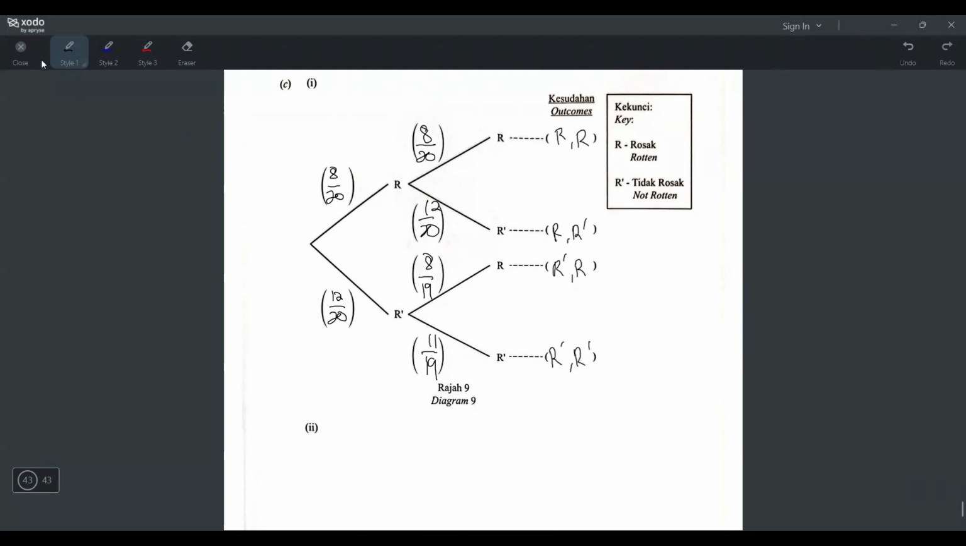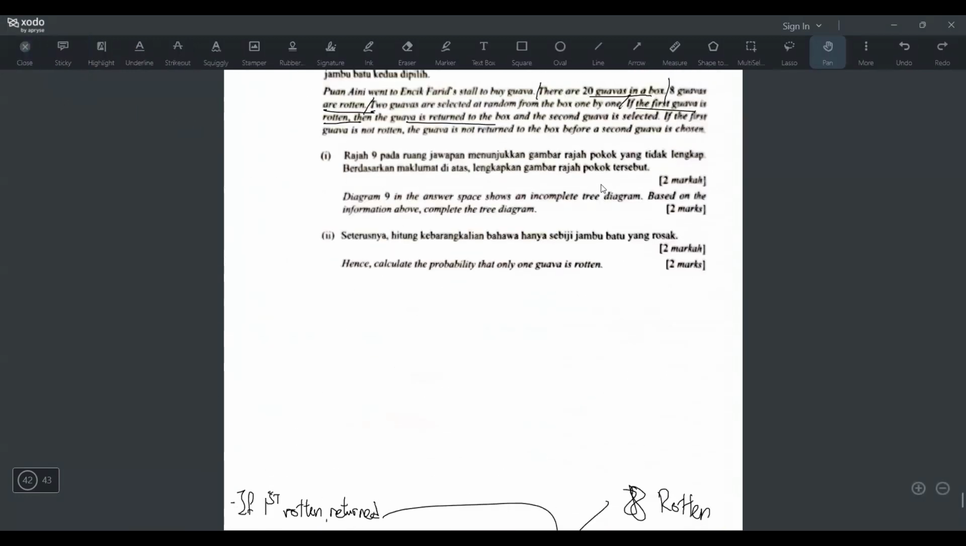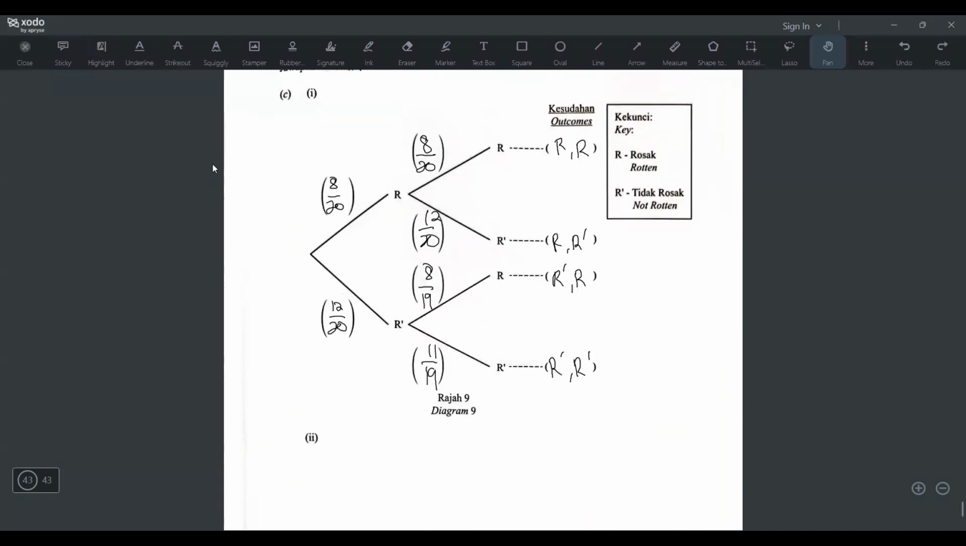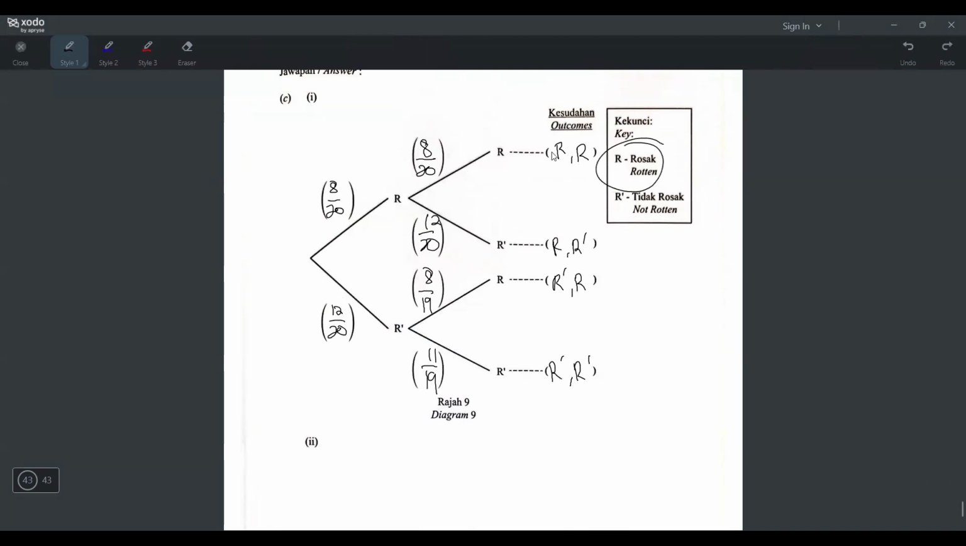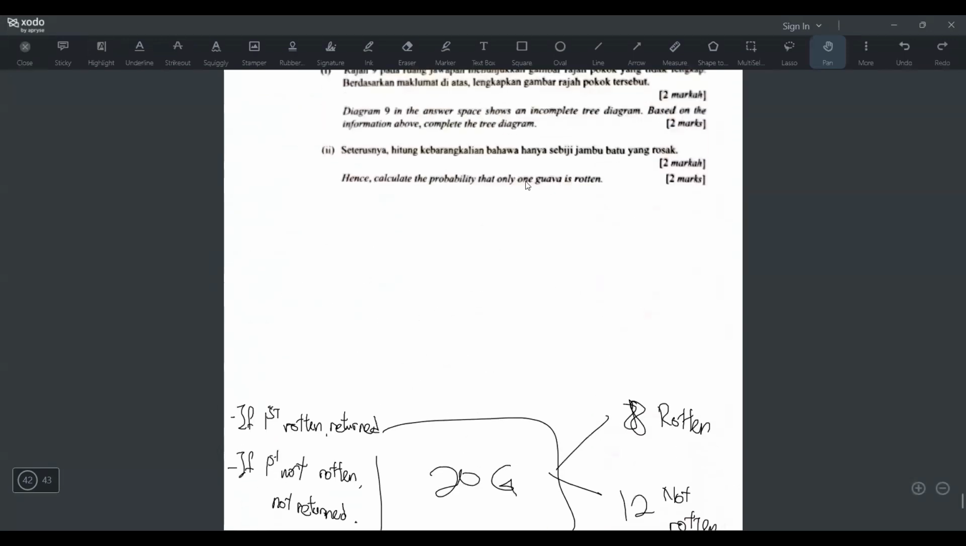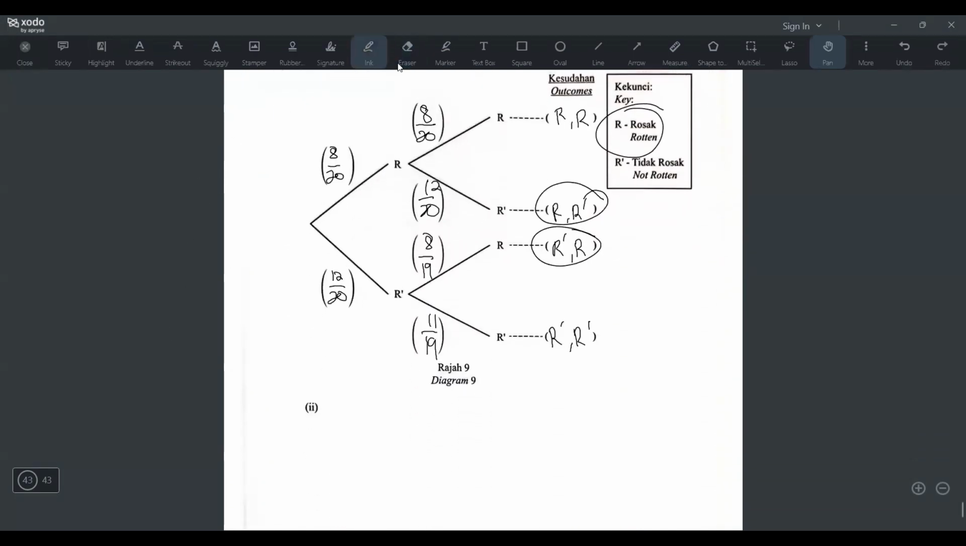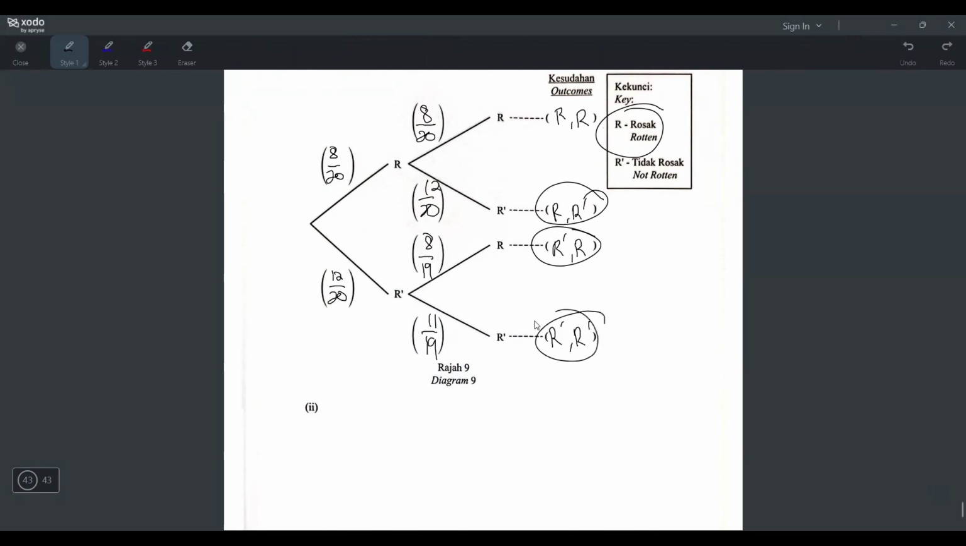Okay, now let's look at the questions. Question number 1 asks to complete the tree diagram. Okay, done. Number 2, calculate the probability that only one is rotten. Only one rotten means one R, where R is rotten, right? So which one of these, number 1, 2, 3, 4, is one rotten? One R, one R. So this one and this one, right? They say only one. They never say less than one, more than one, at least one or at most. They say only one, so only one rotten is this one and this one. This one cannot because there are two rotten. This one also cannot. This one has zero rotten.